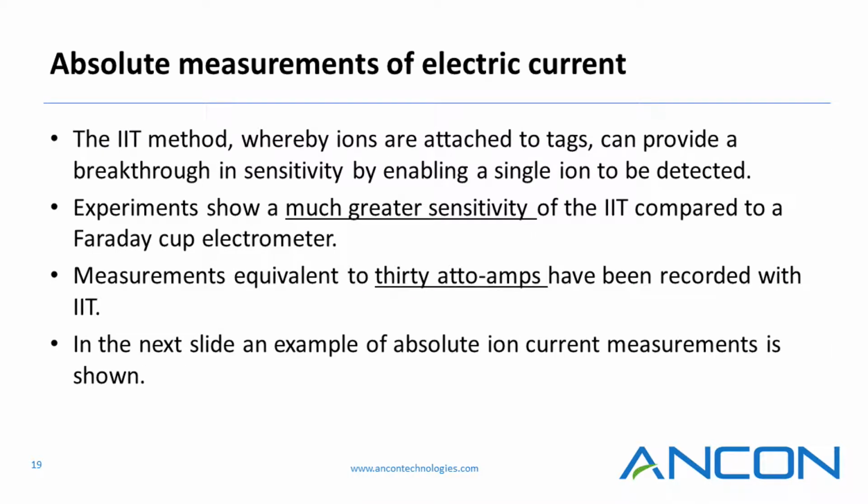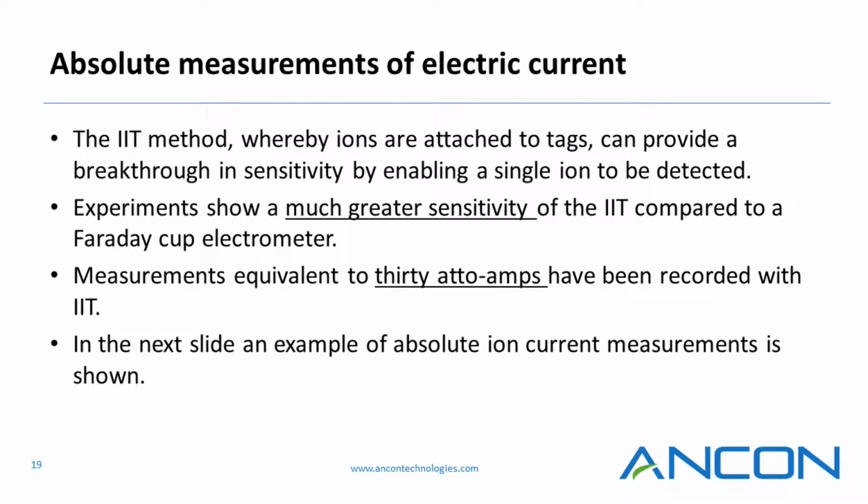The IIT method of attaching ions to tags can provide a breakthrough in sensitivity by enabling a single ion to be detected. This experiment example showed a much greater sensitivity of the IIT compared to a Faraday cup electrometer. Further measurements equivalent to 30 attoamps have been recorded with IIT.